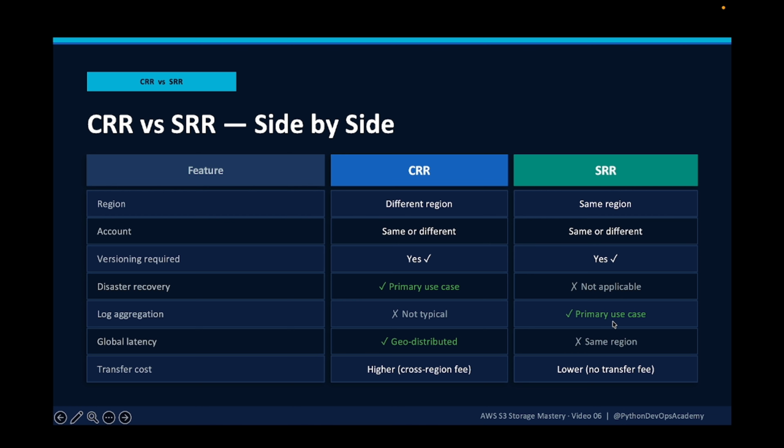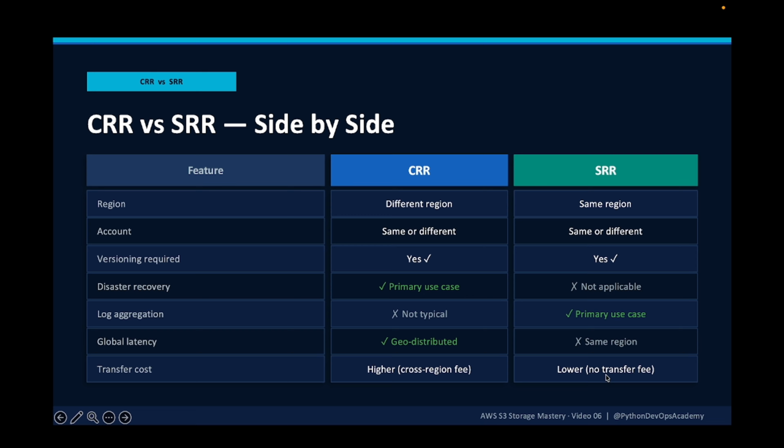Next, log aggregation for the test and dev environments: you can create the log aggregation in the same region. Global latency can be geolocation based, because we have multiple buckets in different regions, and that's why you need the CRR. The same region does not have the global latency. Transfer cost is higher with cross-region, because we are transferring the data from one region to another, while same-region has the lower cost. Okay, no transfer fees.